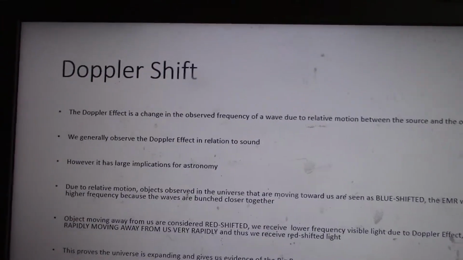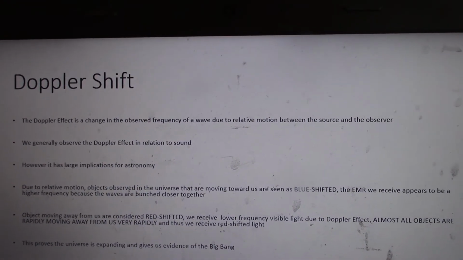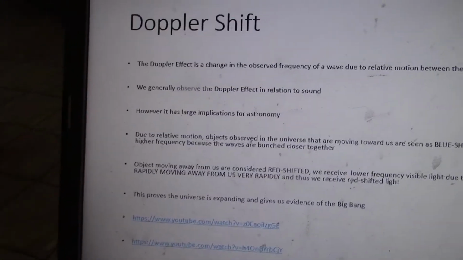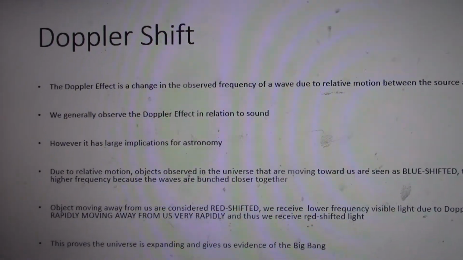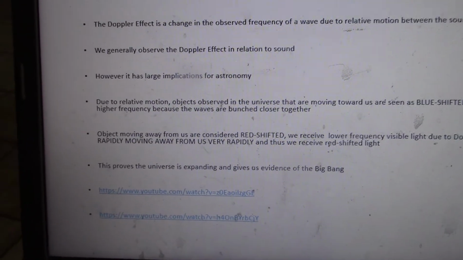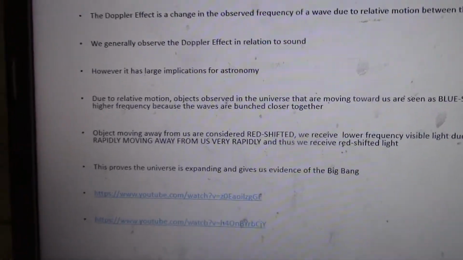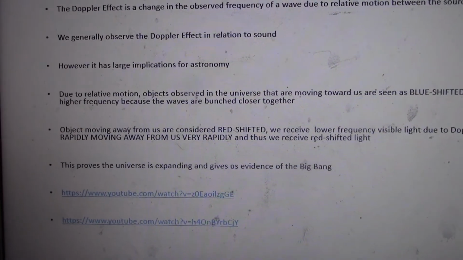The Doppler effect is a change in the observed frequency of a wave due to the relative motion between the source and the observer. We generally observe the Doppler effect in relation to sound, but it has really large implications for astronomy, right? I mean, light travels as a wave, as does sound. There are different types of waves, right? Sound is a pressure wave and light is an energy wave.